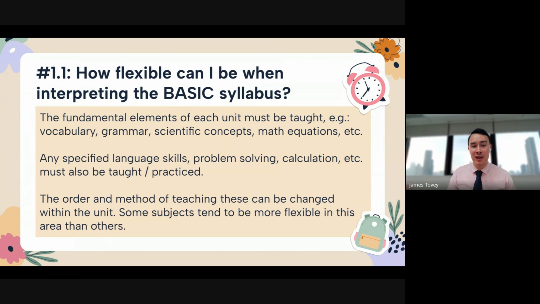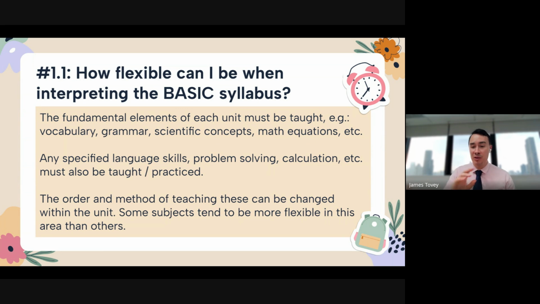Basically, the fundamental elements of each unit must be taught. As I was saying, don't just skip over it because you think they know it or whatever. You need to go over it. Yeah. So that could be vocabulary, grammar, scientific concepts, math questions. For ICT, you've got maybe bits of code or different things on code.org that you need to go over. Any specified language skills or problem-solving skills or calculation skills must also be taught. Basically, you have to teach what it says you have to teach. It's not too mind-blowing, but the order and the method of the teaching can be changed within the unit.